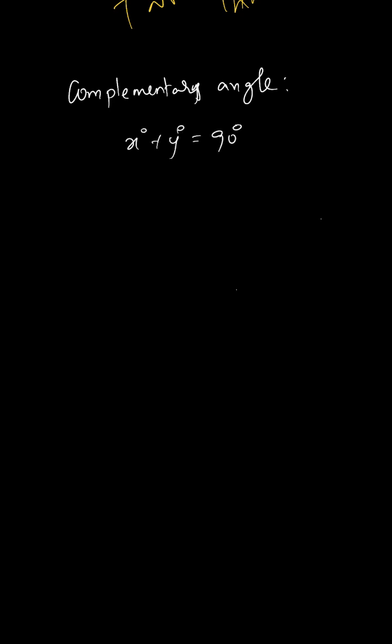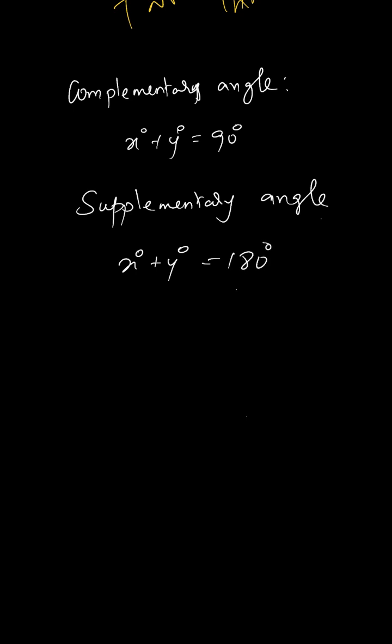Next we are going to see complementary angles. When the sum of two angles is equal to 90 degrees, they are called complementary angles. Next we are going to see supplementary angles. When the sum of two angles is equal to 180 degrees, they are called supplementary angles.